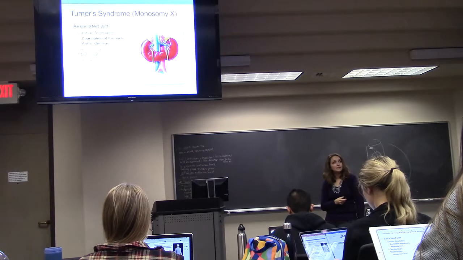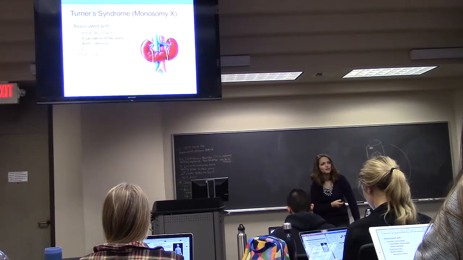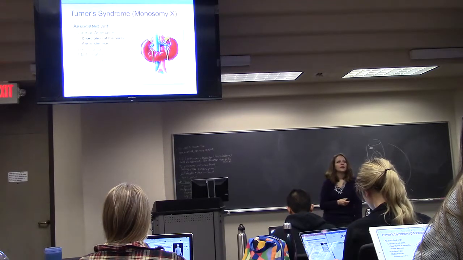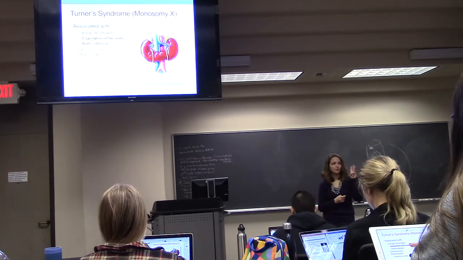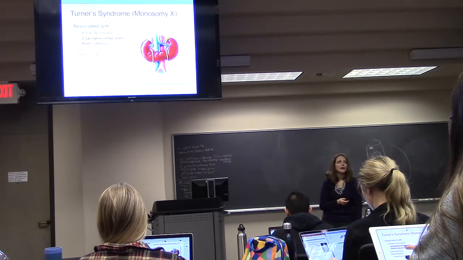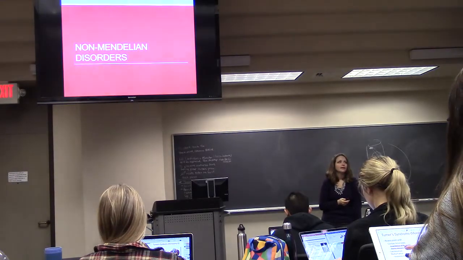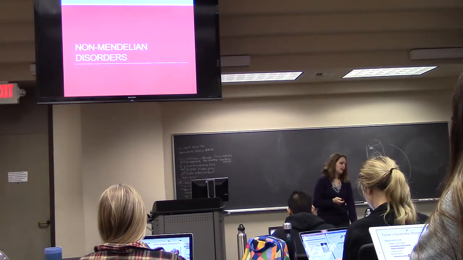Other abnormalities associated with Turner's, these are board type questions. Coarctation of the aorta, aortic stenosis, and horseshoe kidney. Remember those three with Turner's. Those are pretty common. All right, let's talk about non-Mendelian inherited disorders.